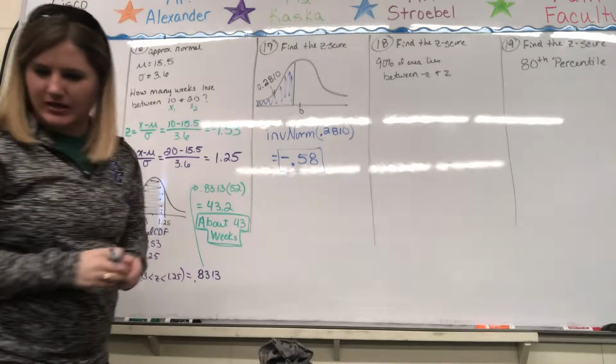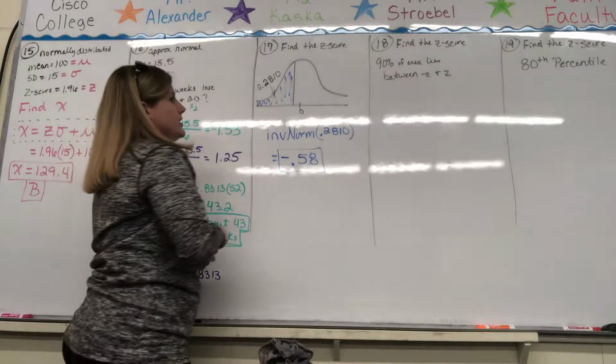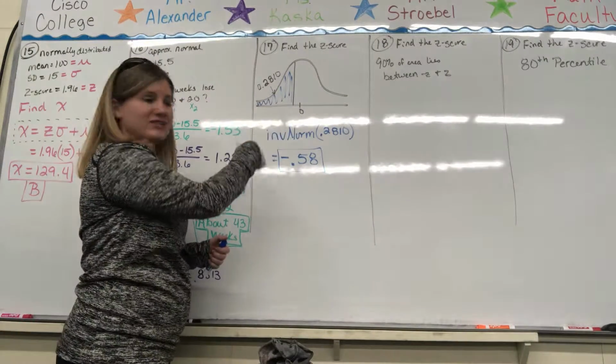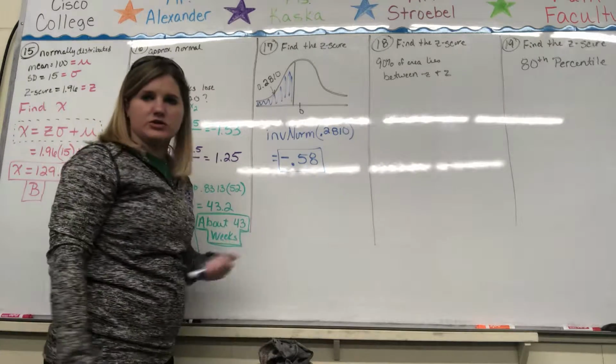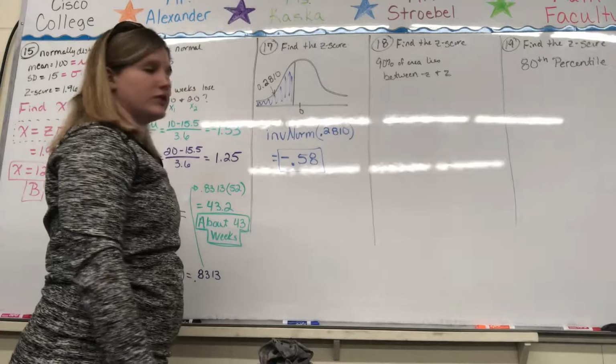I think on this one there's no multiple choice, okay? And again, looking at what our picture looks like, we do know it's going to be on the negative side, and it's pretty close to 0, so negative 0.58 does make sense for this question.